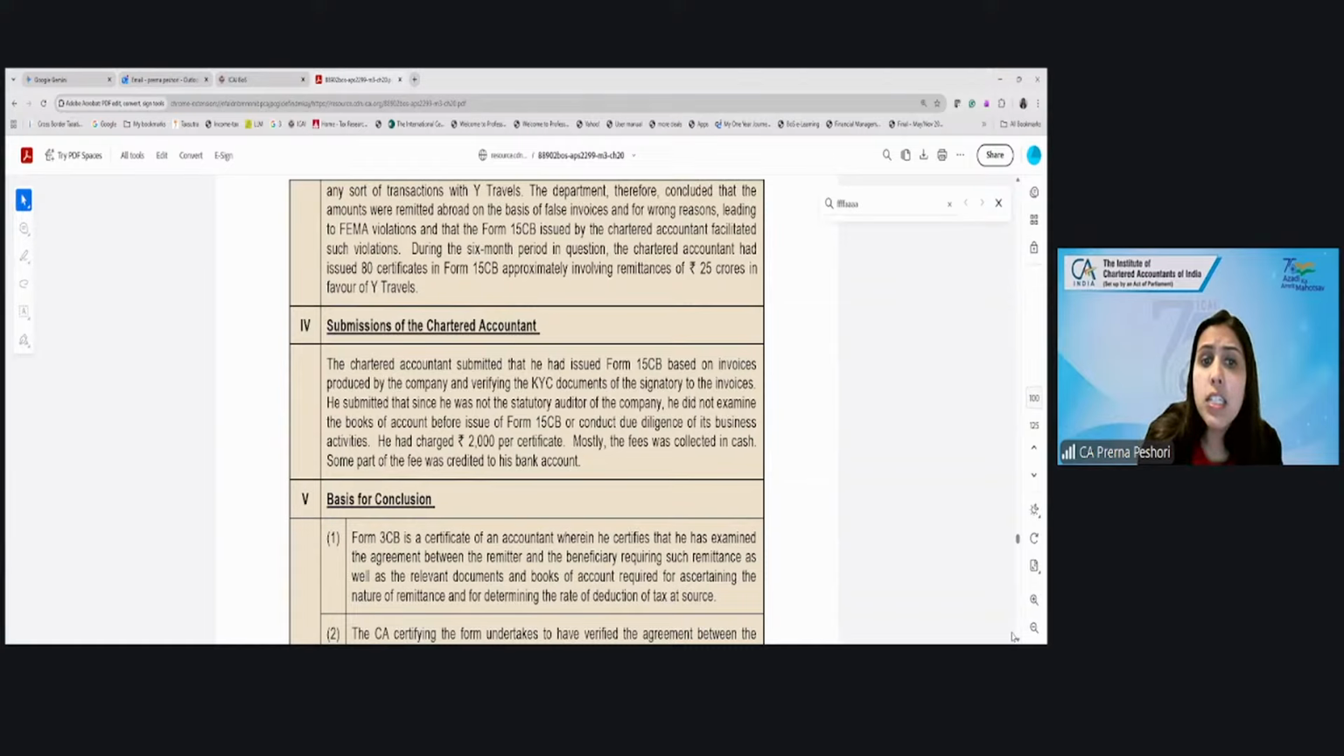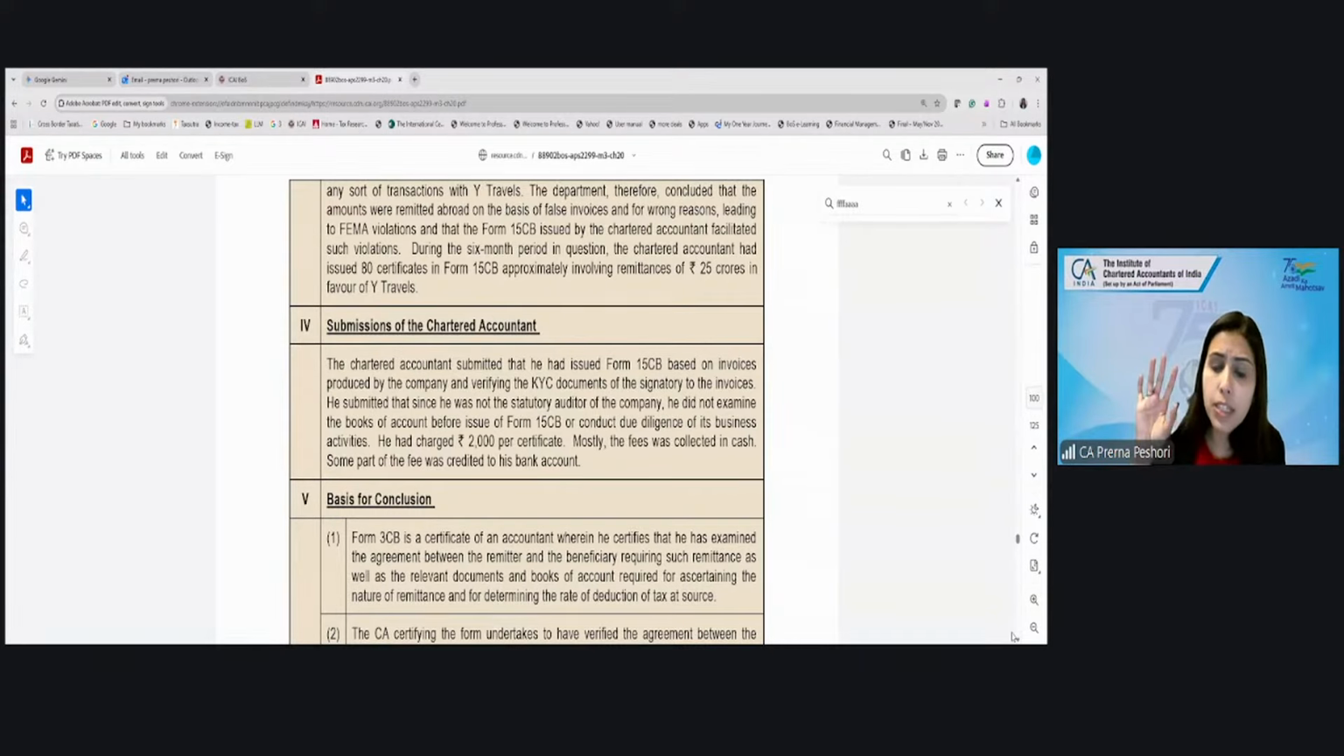He submitted that since he was not the statutory auditor, he did not examine the books of accounts before the issue of Form 15CB or conduct any due diligence of its business activity. He has charged rupees 2000 per certificate. Mostly the fees was collected in cash. Some part of the fee was credited to his bank account. Now, in this case, whether the CA is guilty of misconduct.